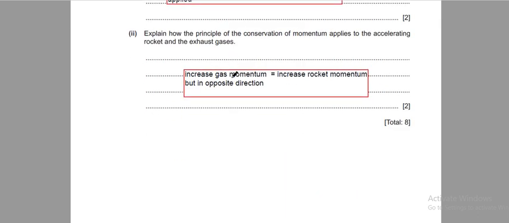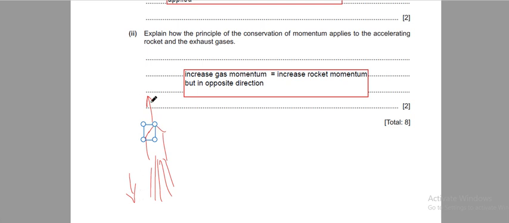Explain how the principle of conservation of momentum applies to the accelerating rocket and exhaust gases. The increase in gas momentum is equal to the increase in rocket momentum, but in the opposite direction. Here is the rocket, here is the direction of acceleration and increase in momentum. Exhausted gas is fired backward. Here is the increase in its momentum.